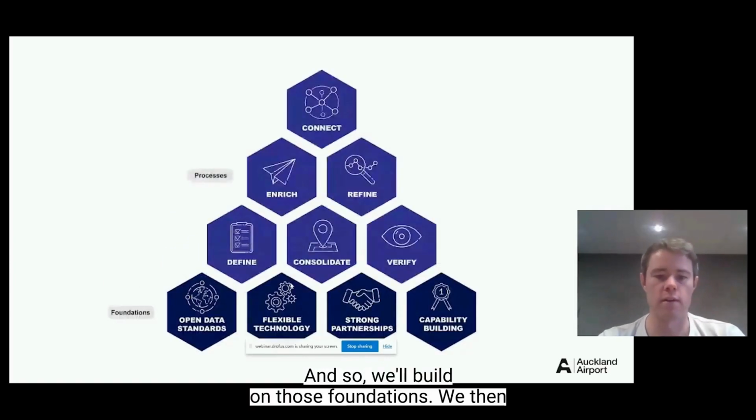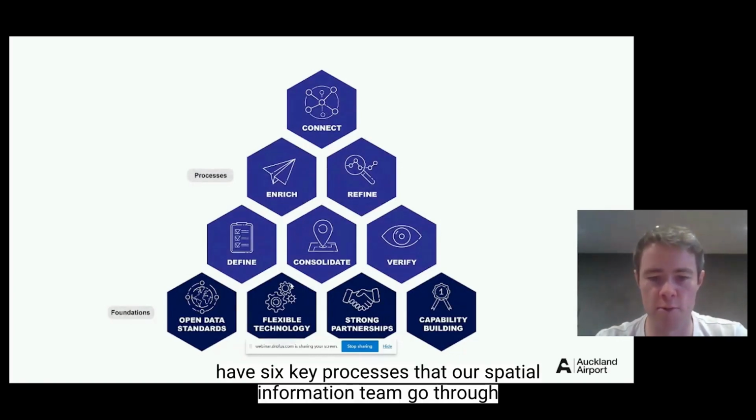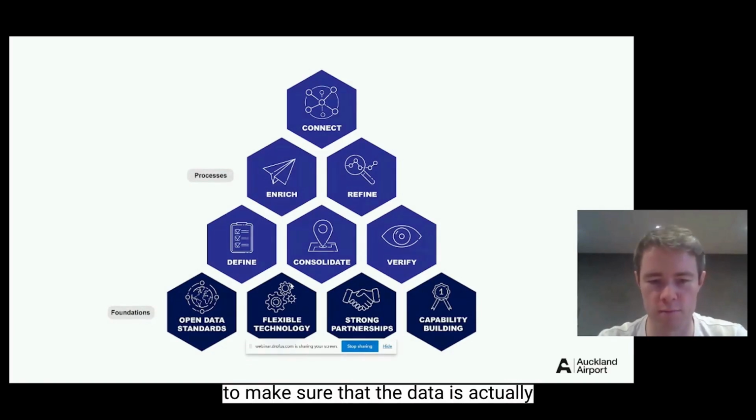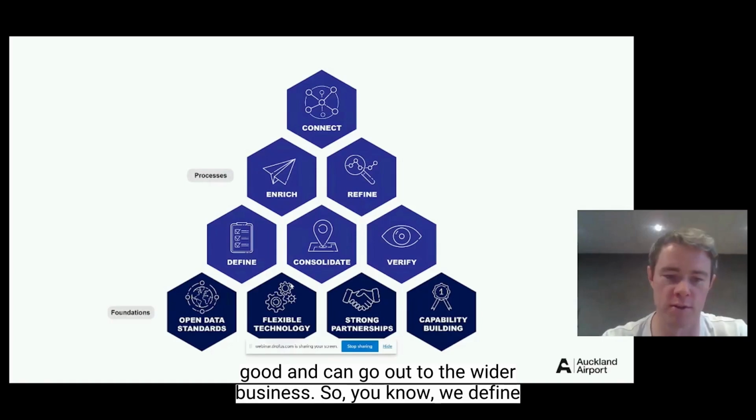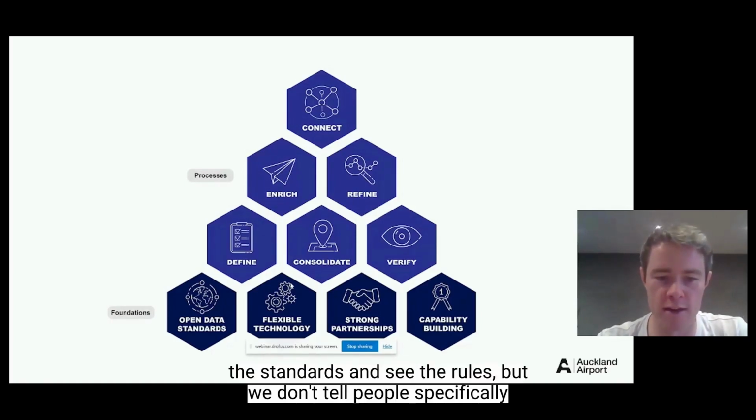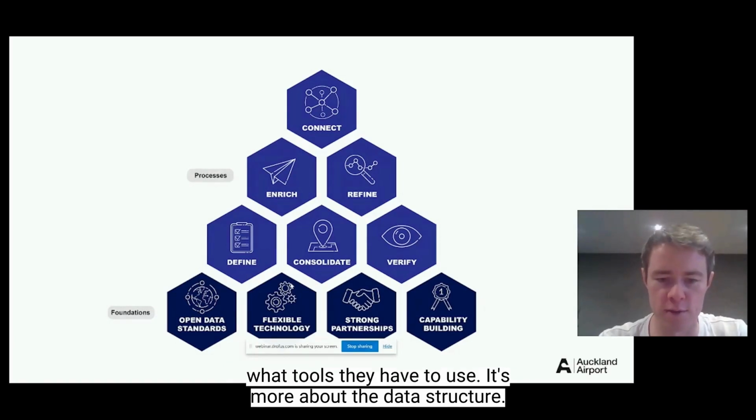And so, built on those foundations, we then have 6 key processes that our spatial information team go through to make sure that the data is actually good and can go out to the wider business. So, we define the standards and set the rules, but we don't tell people specifically what tools they have to use. It's more about the data structure.